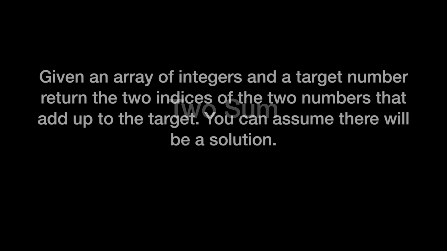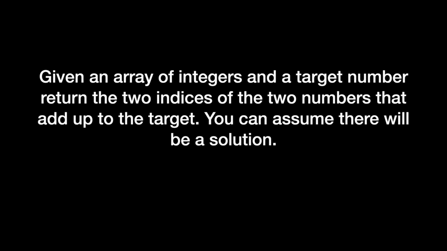We are going to talk about a classic Leetcode question, and this is going to be Two Sum, right? Now Two Sum involves you're given an array of integers and a target number. Return the two indices of the two numbers that add up to the target. You can assume that there will be a solution, right? So that's what it asks.